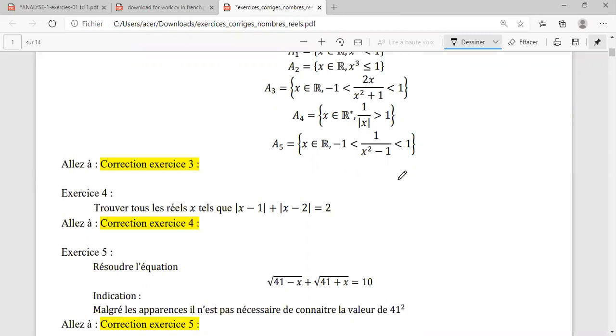But the borne inférieure is the maximum of the minorants, or an interval of minorants, a set of minorants. That's the borne inférieure. So when you're finding the borne inférieure, you focus on what minorants you have been given. Okay, thank you. All right, you're welcome.